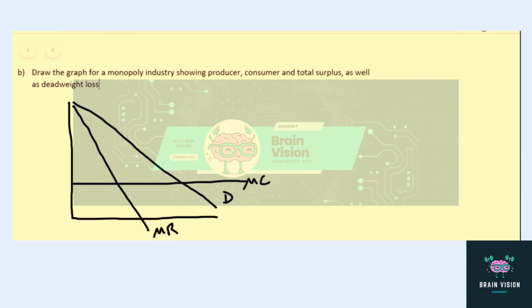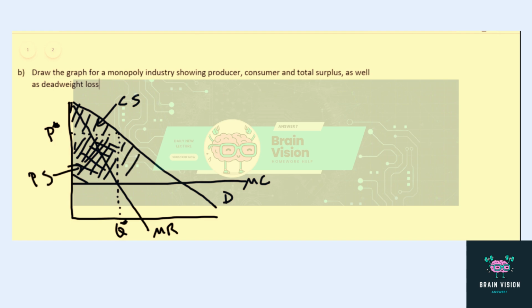And so here in the monopoly industry, the producer is going to produce where the marginal revenue equals the marginal cost. So here's what's going to be produced, but they can charge up here on the demand curve. So here's the price that's going to be charged. So now this is going to be the consumer surplus. All of this, between the price that's charged and the marginal cost, is going to be the producer surplus. And here we have our dead weight loss.